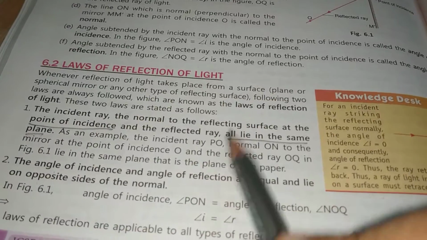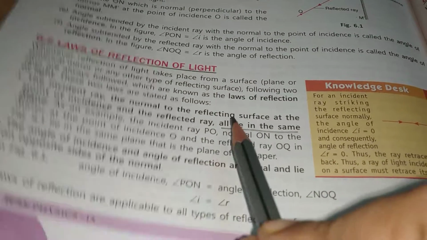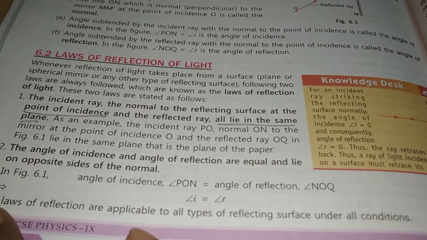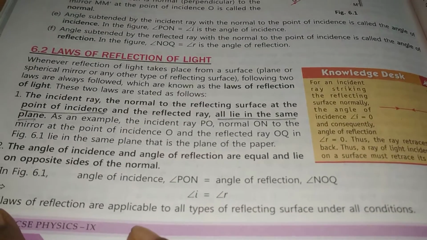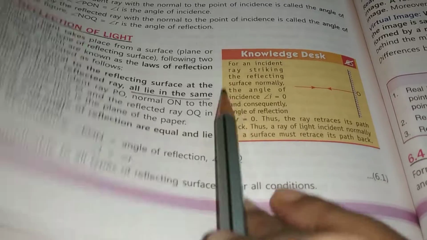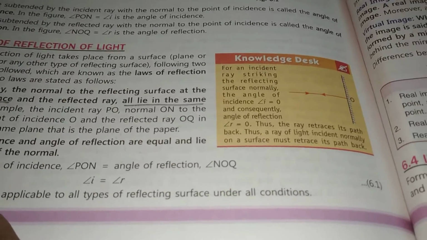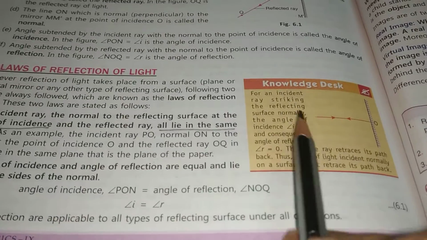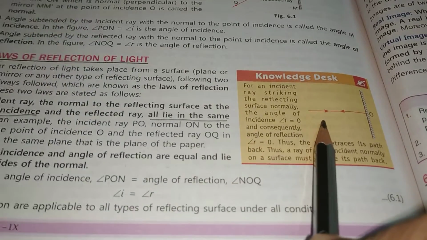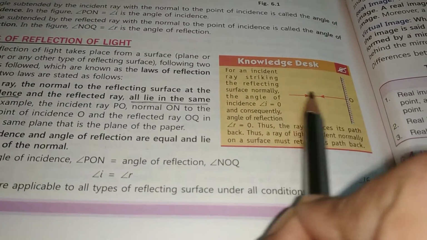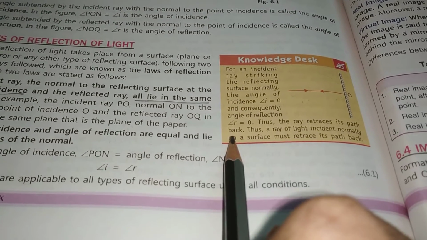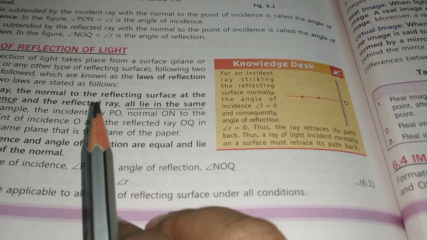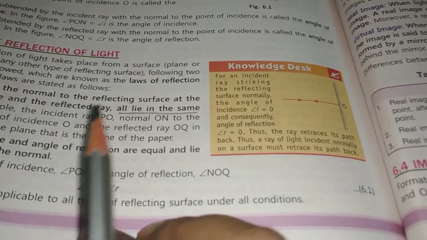So this was the first important information that I wanted to give you: when you prepare the chapter, focus upon the key words and key portions. Similarly, now this knowledge desk, in this box you will see one reasoning based question is given: why the light will retrace its path under this situation. So this has been explained beautifully here, and also in the video I have explained the same concept.